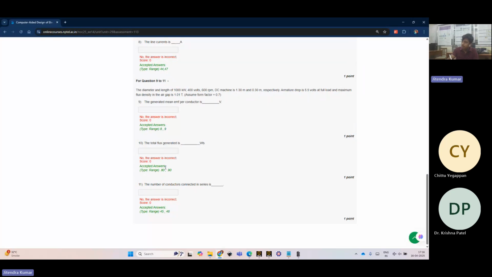Question 11. How many conductors should it be? 848 divided by 2, 24, right? If 23 or 840, it is 24 because of that. Yes, so that I have noted.